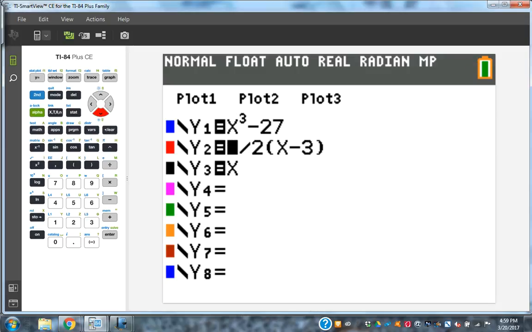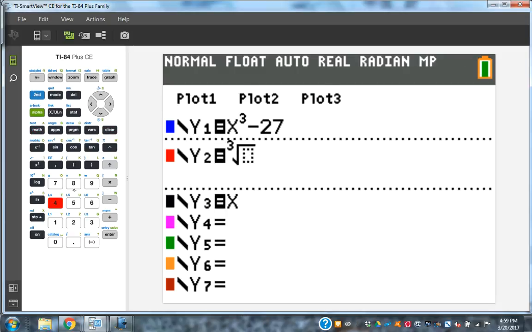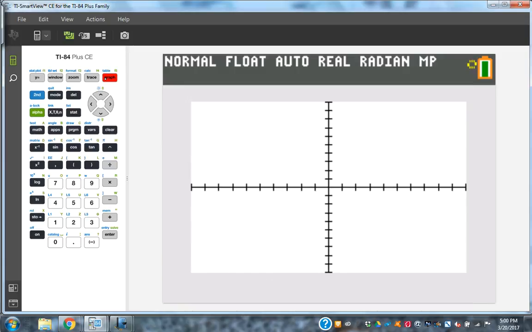And then this next one, clear it out and do the cube root. To get the cube root, you can hit math and then go to number 4 and then do x plus 27 in there. So the math menu is where the cube root's at. So hit math and go there. And then I've already got the y equals x line in there, so I'm just going to leave it there. So there's the first one.